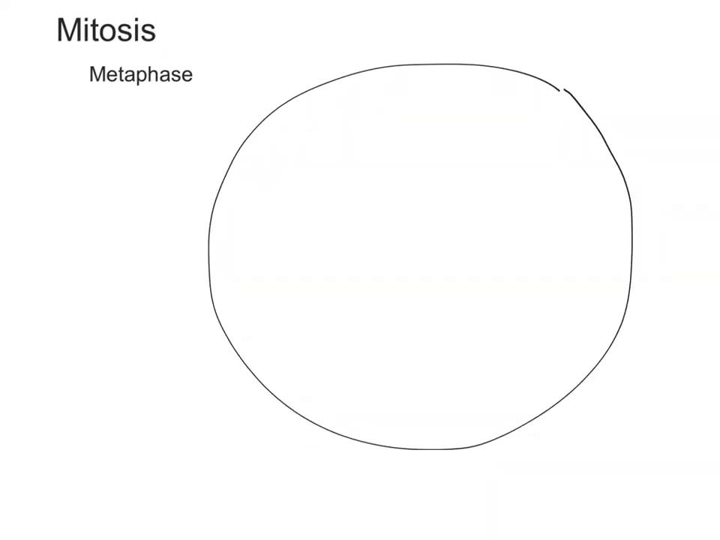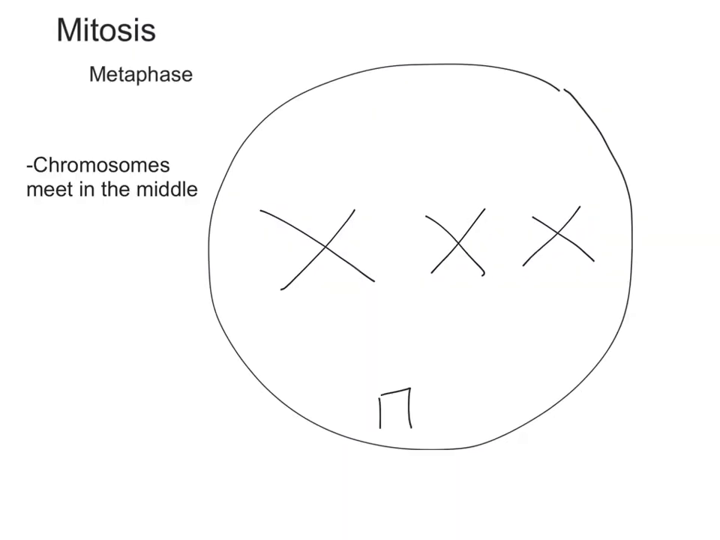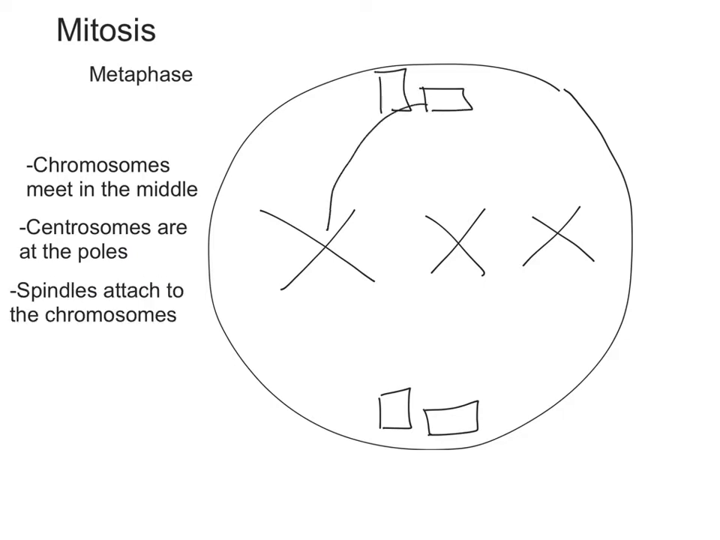The second step of mitosis is metaphase. The chromosomes are going to line up in the middle of the cell during metaphase. The centrosomes are going to be at the poles, and our spindles are going to connect to the center of our chromosomes.